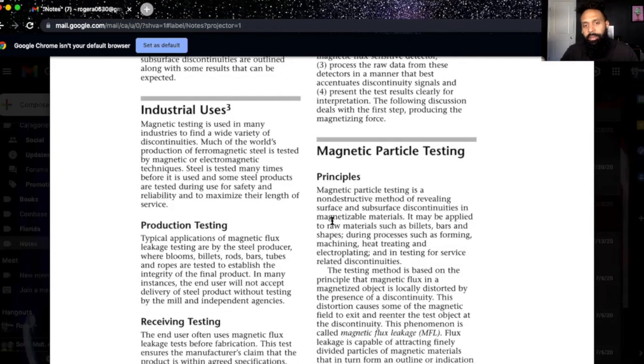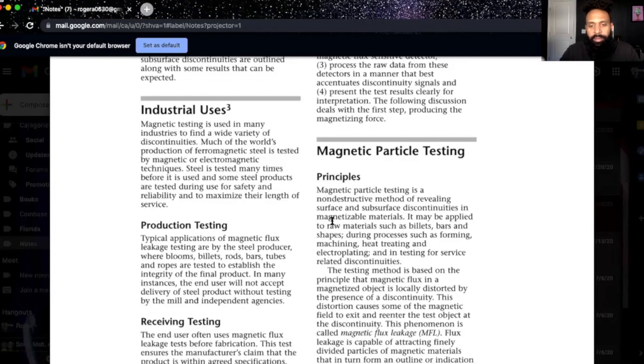Magnetic particle testing. Principles. Magnetic particle testing is a non-destructive method of revealing surface and subsurface discontinuities in magnetizable materials. It may be applied to raw materials such as billets, bars, and shapes, during processes such as forming, machining, heat treating, and electroplating, and in testing for service-related discontinuities.